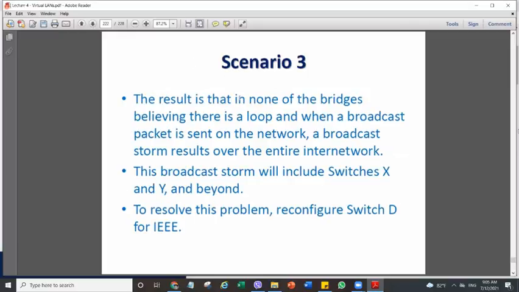The result is that none of the bridges believe there is a loop. Okay? Now, two things are running. As a result, none of the bridges believe there is a loop, and when a broadcast packet is sent on the network, broadcast storms result over the entire internet.